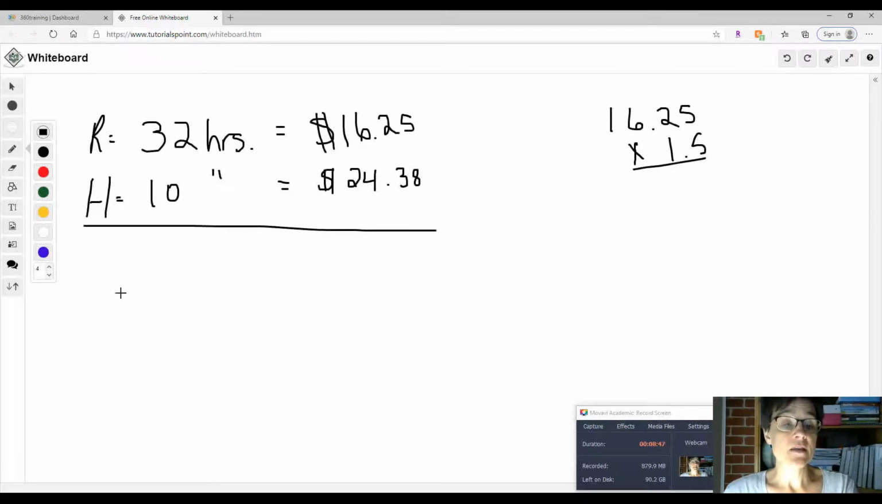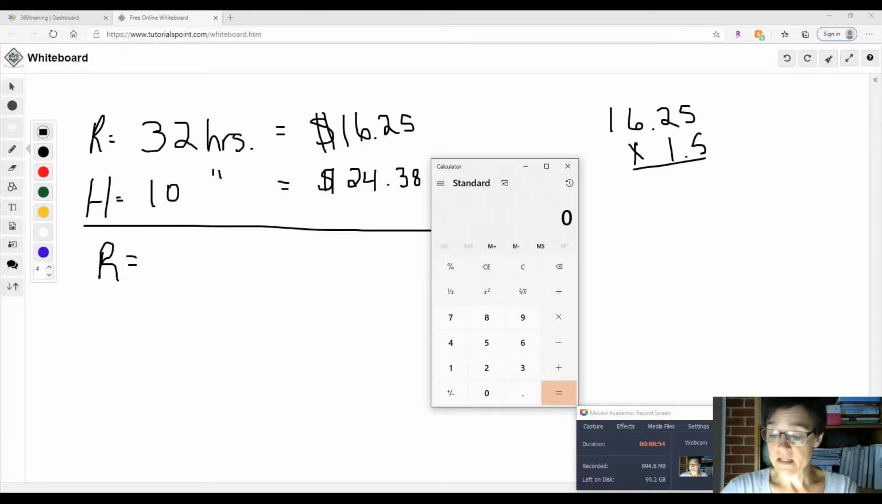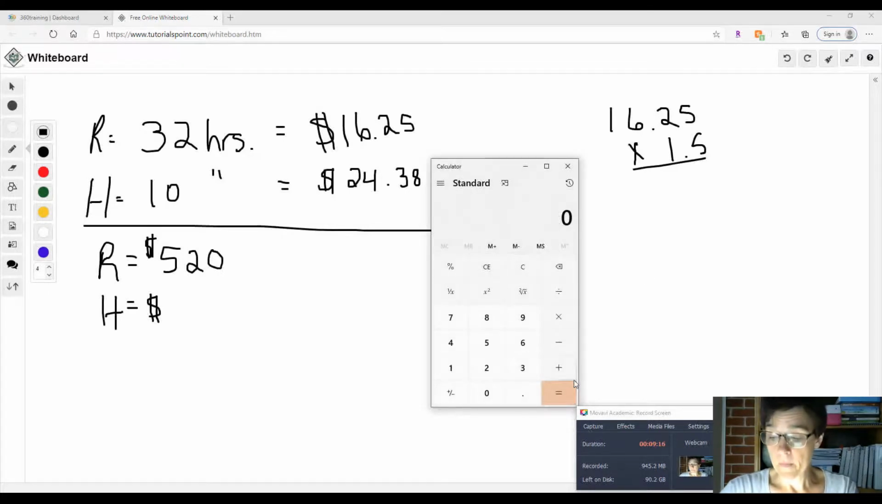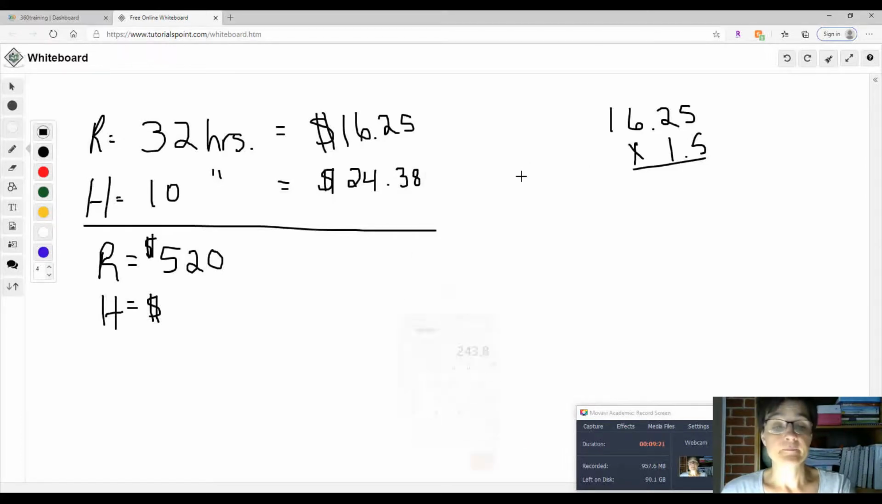So let's see what his regular hours paid him. It'd be $16.25, that's what he makes per hour, times 32 hours. So $520. He made $520 regular pay that week. Okay, and then he worked some holiday time. He worked 10 hours at $24.38 per hour, $243.80.